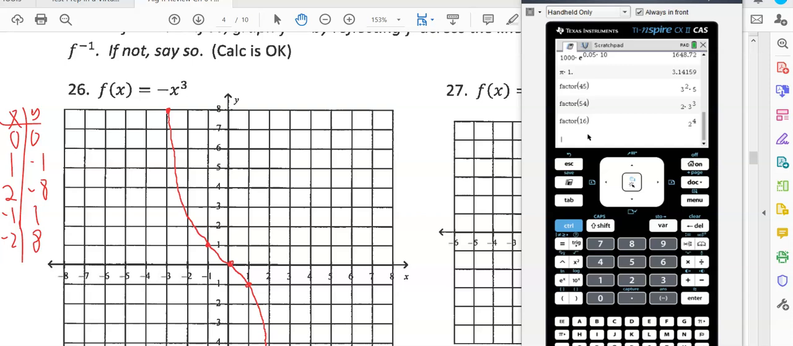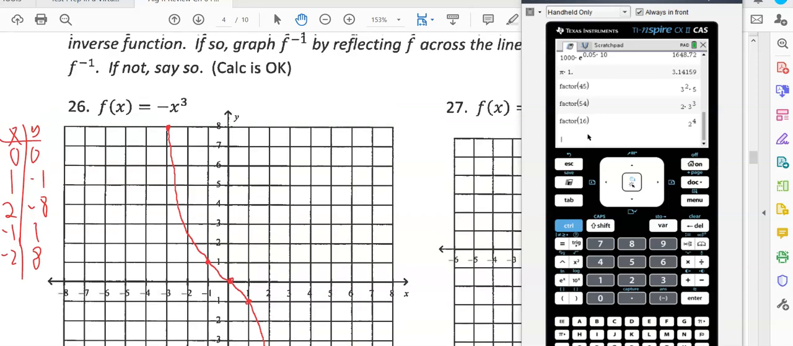Okay, so does it pass the vertical line test? Yes, it only crosses at one point at a time. Does it pass the horizontal line test? Yes, so it does have an inverse.